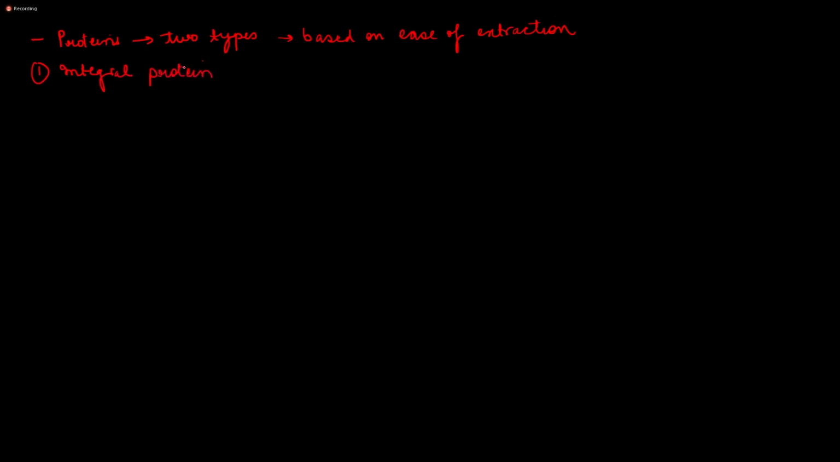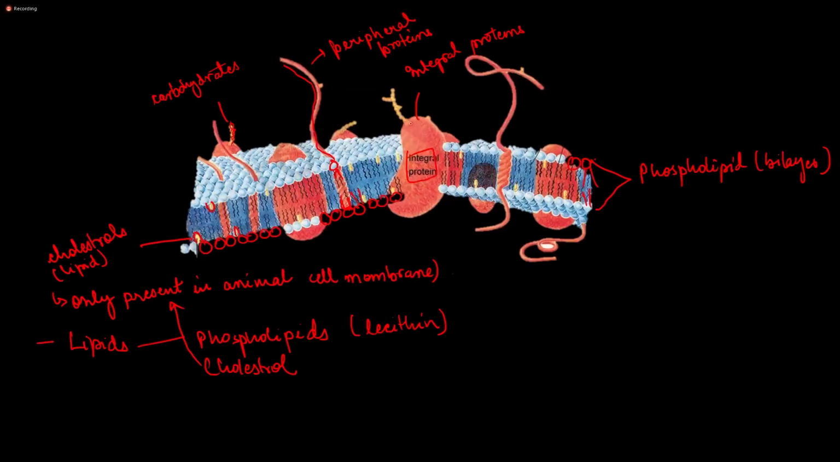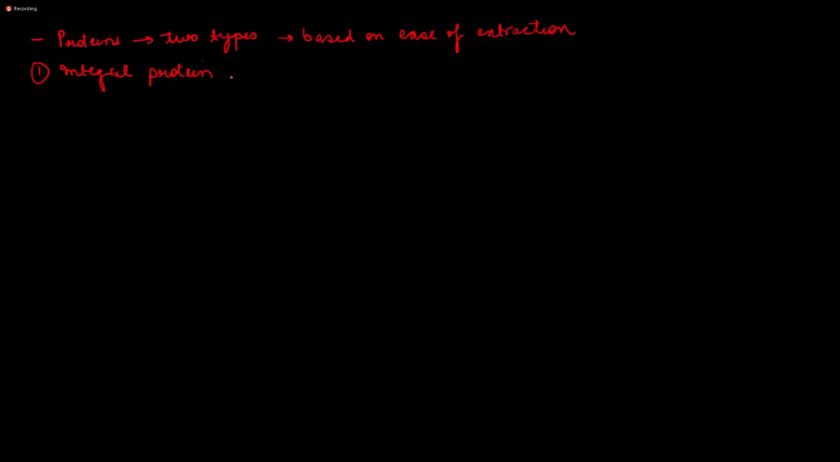So what are the integral proteins? These are the proteins that are embedded or buried in the plasma membrane. So you can see here in the example, this is an integral protein. You can see that it is buried, but this can be either completely buried or partially buried in the plasma membrane. So integral proteins are those that can be completely or partially buried in the plasma membrane.